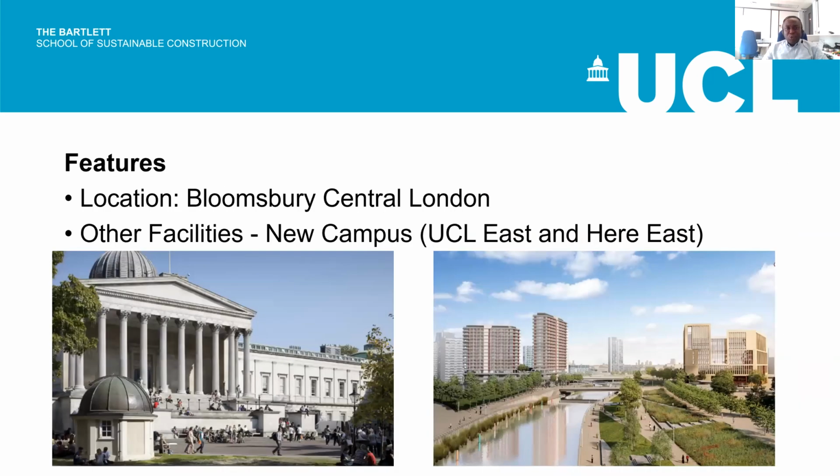Some features include that you would be based in central London on our Bloomsbury campus, so you'd have access to our extensive campus and all of the facilities that it comes with. UCL is expanding outside central London, so there are new facilities being built in the east of London. And of course, as a UCL student, you will still have access to all of these state-of-the-art facilities that support your learning.